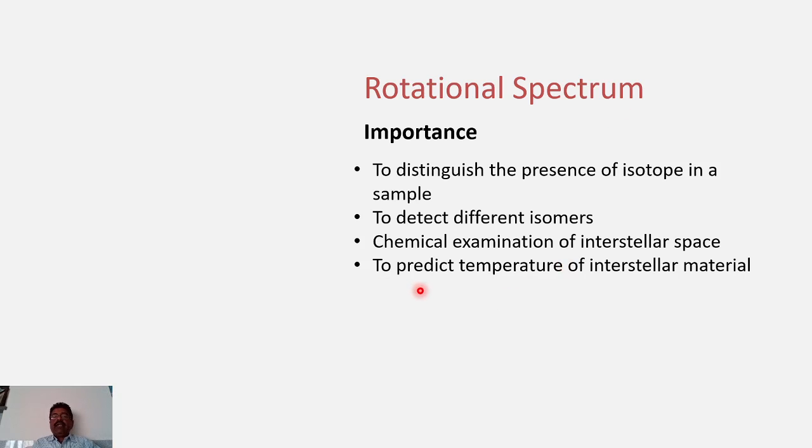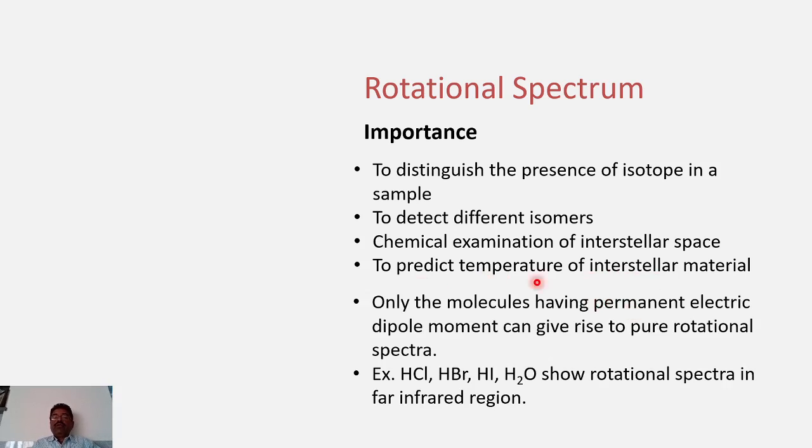Okay. Then, to predict the temperature of interstellar material. By studying the transitions among the rotational levels, if you study the intensity of these lines in the rotational spectra, then you can predict the temperature of interstellar material also. So these are some important applications of rotational spectra. So this is very important.